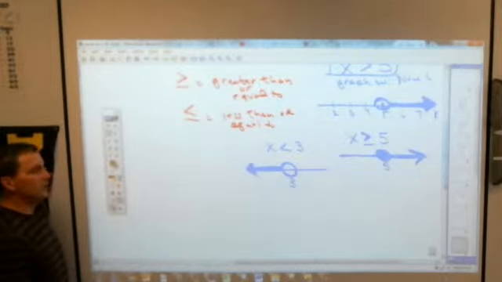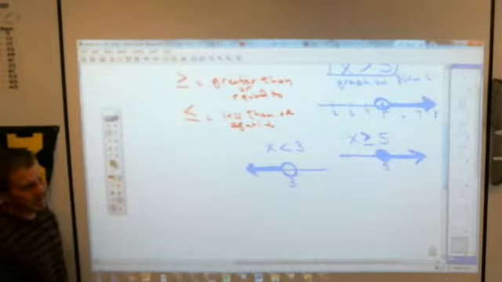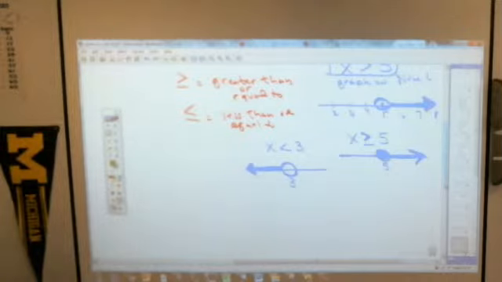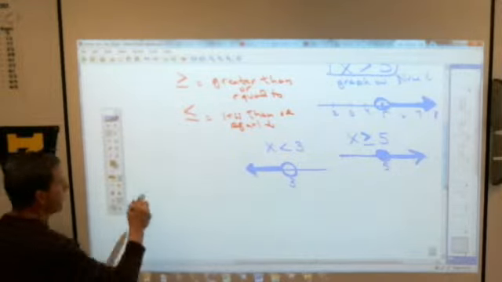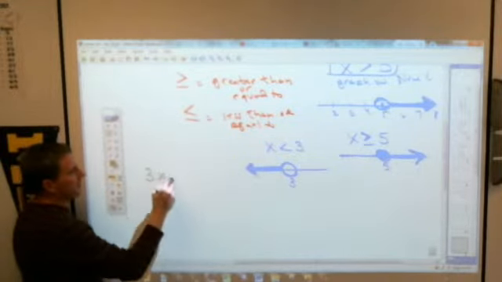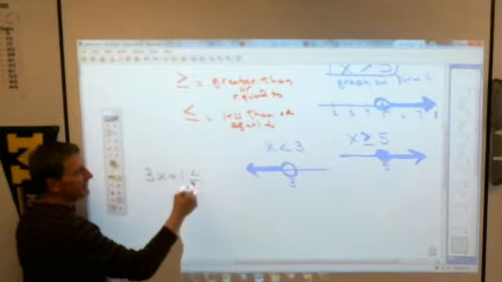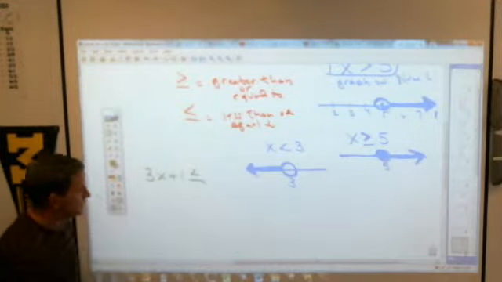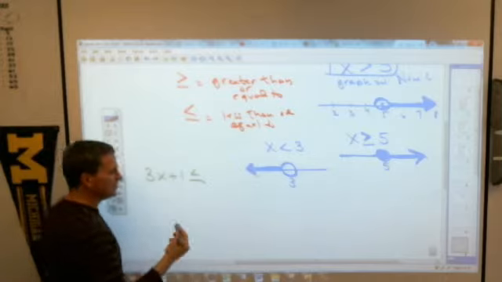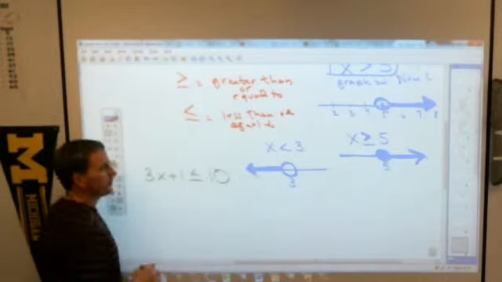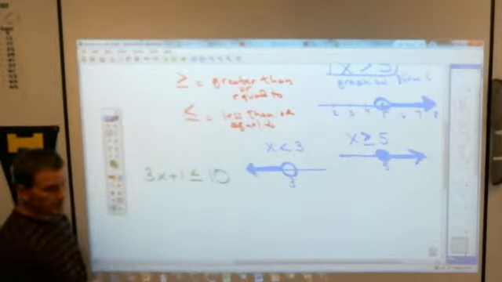No. Well, unfortunately, this is not as easy as it gets because the book will give you something that looks like this: 3x + 1 is less than or equal to 10.